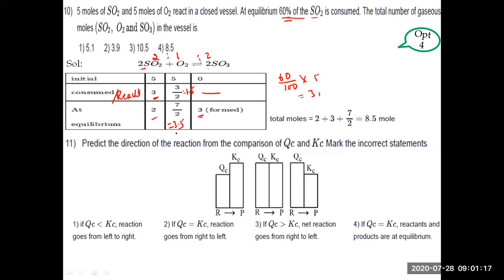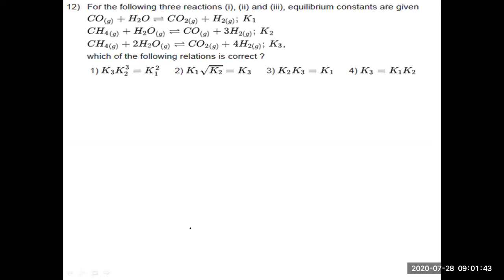That's fine. If QC is equal to KC, reaction goes from left to right. I think the reaction will not go. Because if QC equals KC, it has found Samadhi Sthiti, that means the equilibrium state, and it is happy. It wants to remain like that for a long time. So the incorrect one is option 2.